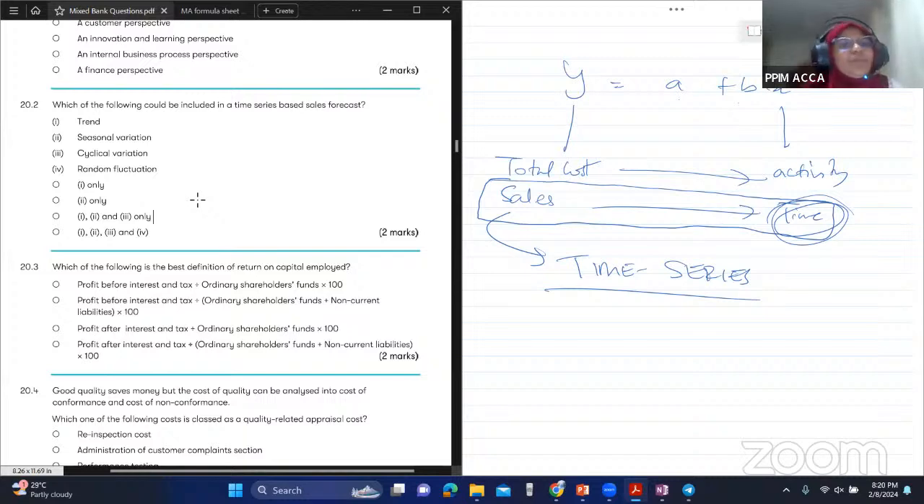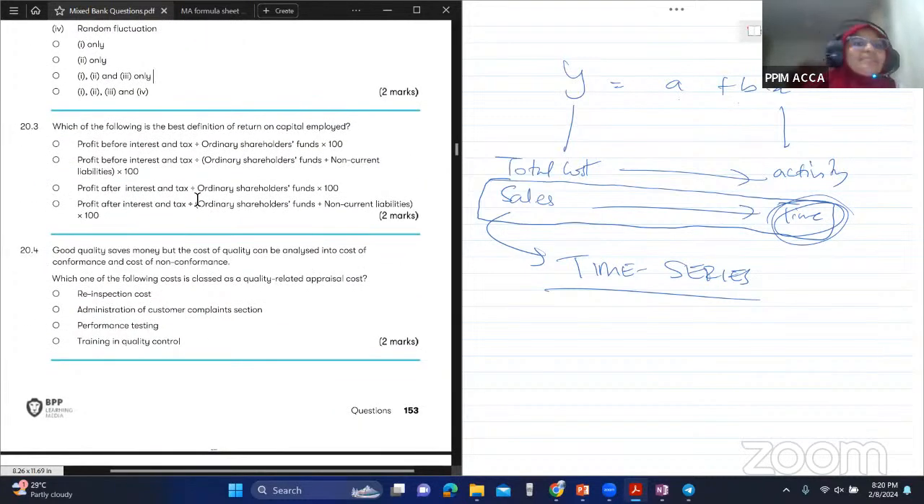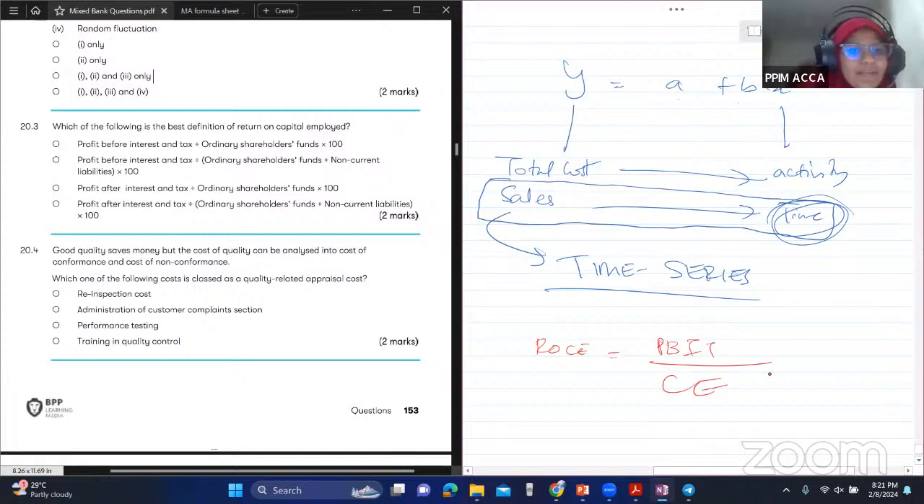Which of the following is the best definition of the return on capital employed, ROCE? Okay. So the equation for ROCE is this. ROCE equals the profit before interest and tax divided by the capital employed. Okay. So capital employed means it is your equity plus your debt. Okay. So let's see if that answer is there.